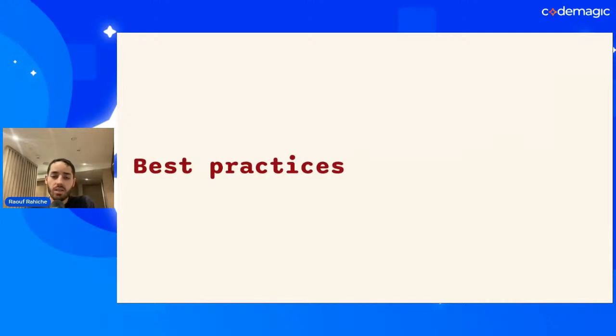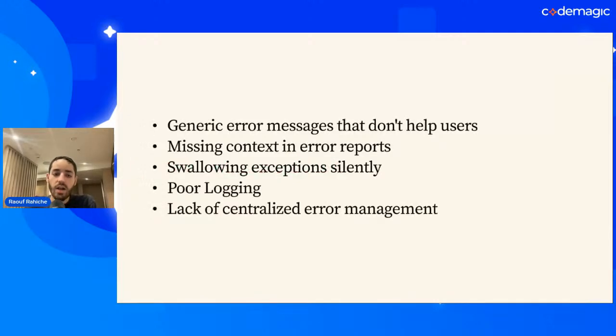Now let's take a look at some best practices around handling errors. And this is just from my experience, the main issues that happen when doing error handling. We have generic error messages that won't help users. We are showing the user, hey, something went wrong. That is definitely not helpful. It will just make them go crazy and give you one star, or just send you an email or whatever.